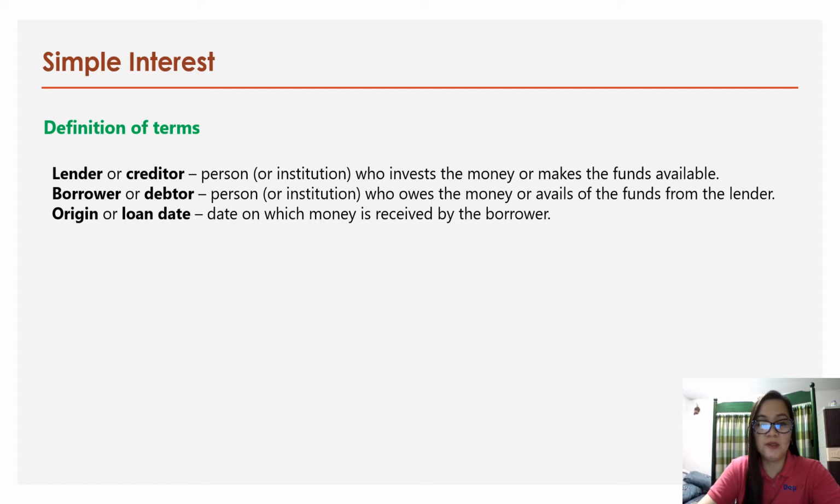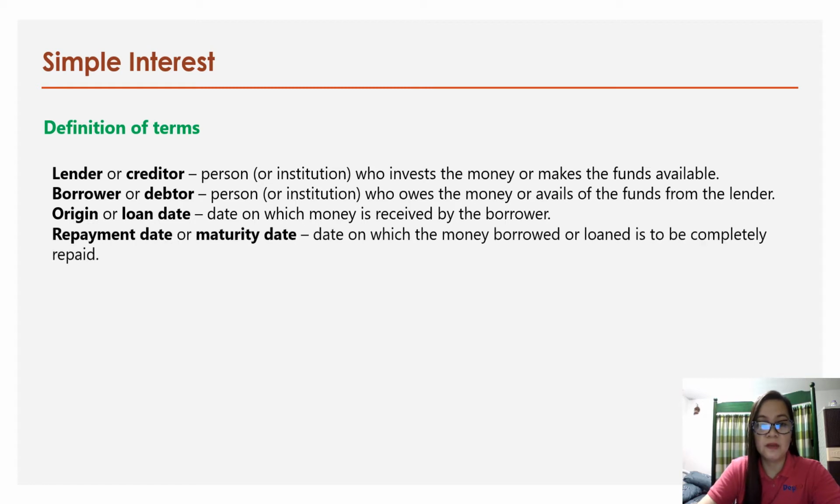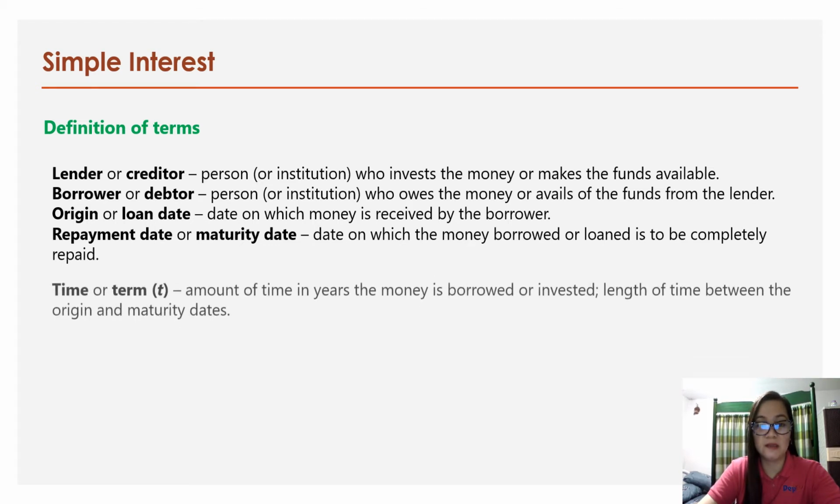Another one is the origin or the loan date. It is the date on which money is received by the borrower. Another is the repayment date or maturity date. It is the date on which the money borrowed or loaned is to be completely repaid.